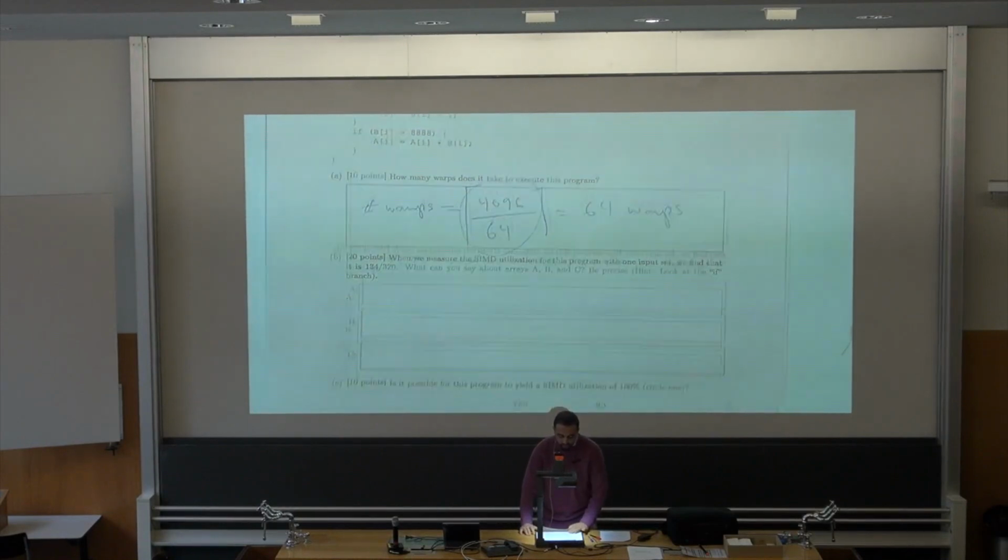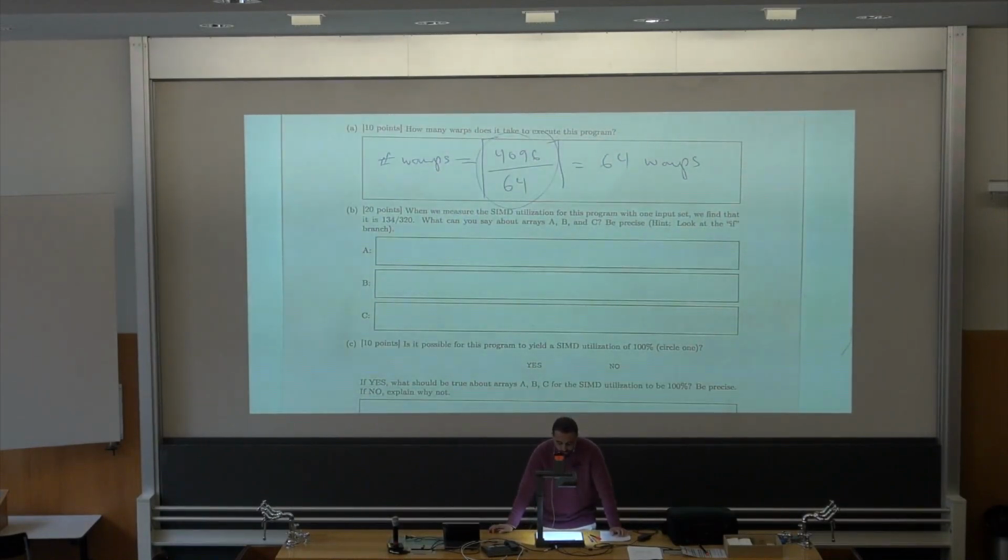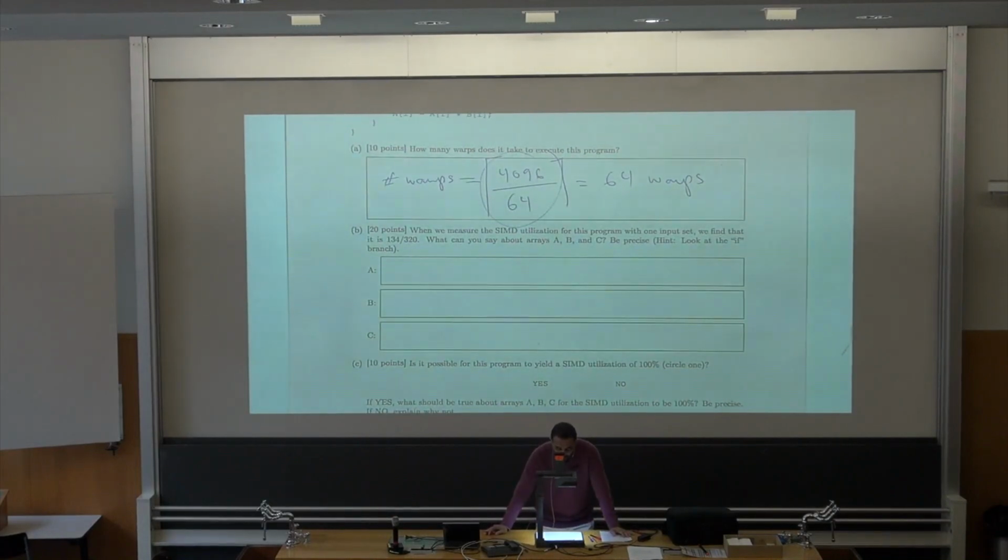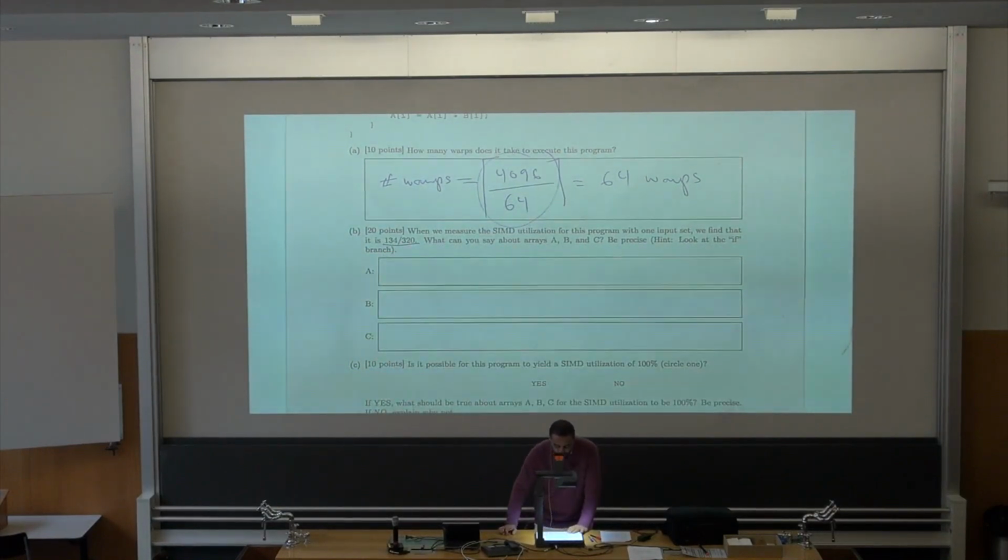For point B, we want to measure the SIMD utilization, and the definition is given in the question. You can think about it as the number of instructions actually used by the threads over the number of instructions that at most could be used during the entire program. So the SIMD utilization is given here in this point, and you need to comment about the values of A, B, and C, or those arrays.